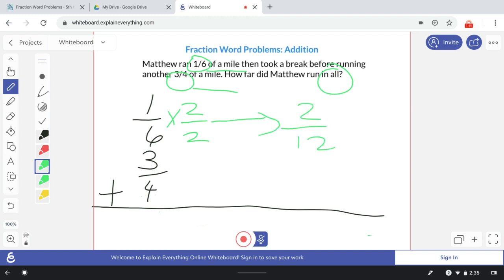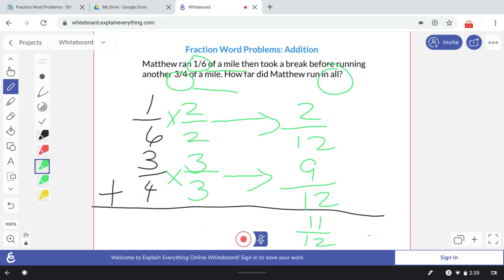2 times 1 is 2. 6 times 2 is 12. And then to get my common denominator here, 4, I say to myself, 4 times what is 12? Well, 4 times 3 is 12. Again, whatever I do to the denominator, I do to the numerator. And then I multiply. 3 times 3 is 9. 4 times 3 is 12. And then I add 9 plus 2 is 11 twelfths.